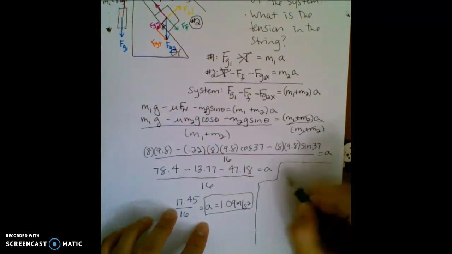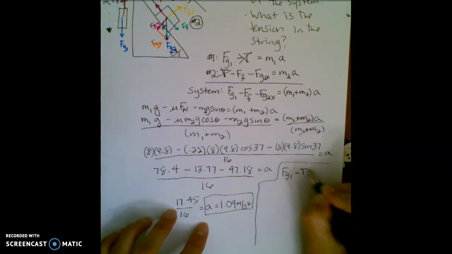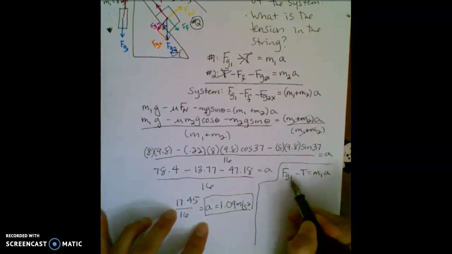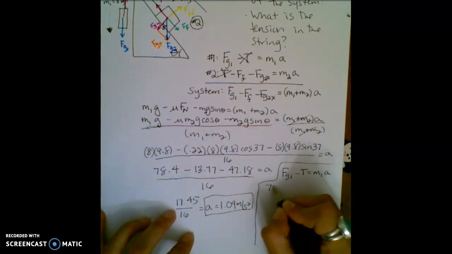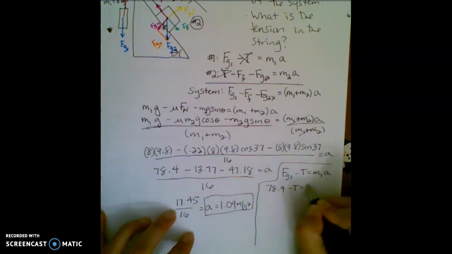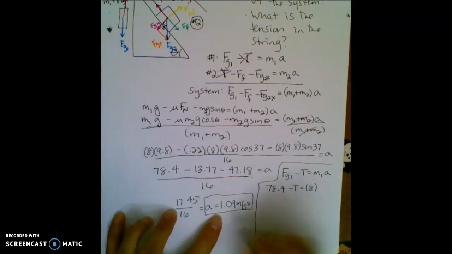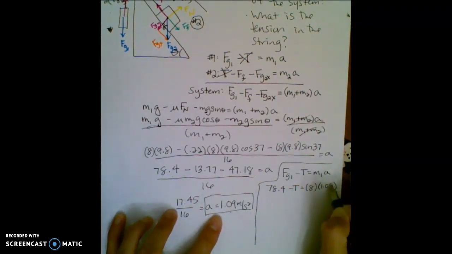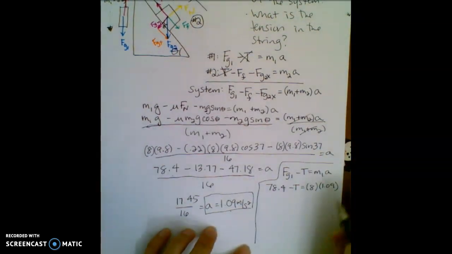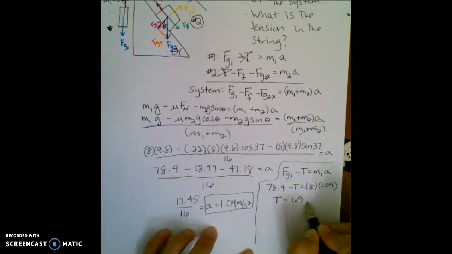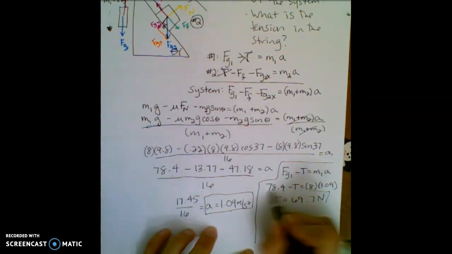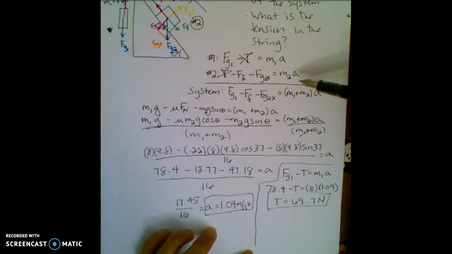So taking equation number one, I have Fg1 minus tension is equal to m1a. And Fg1 I found out is over here, m1g, 78.4. So this is 78.4 minus tension is equal to 8 times the acceleration, which is here, 1.09. And when I do that math, I'm going to subtract to the other side and then subtract this value from 78.4. I get the tension is equal to 69.7 newtons. And if you were to solve equation number 2 for tension, you should get the same value, or pretty darn close. All right.